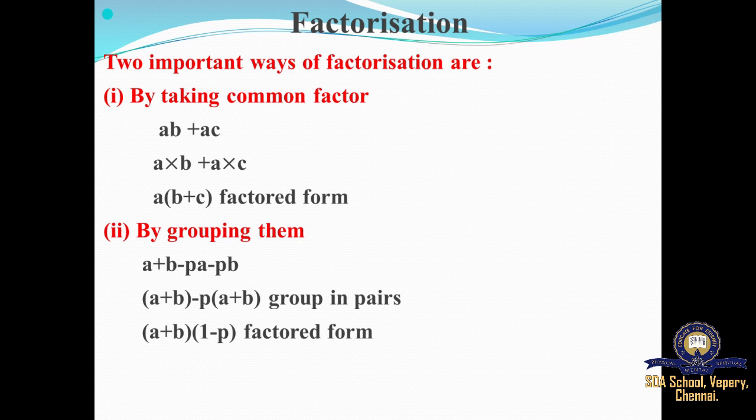Got it, students? And in most of the sums, what do we make use of? We make use of algebraic identities to factorize. So you have to pay attention to all the algebraic identities. You have to memorize them carefully and then move on to factorization.